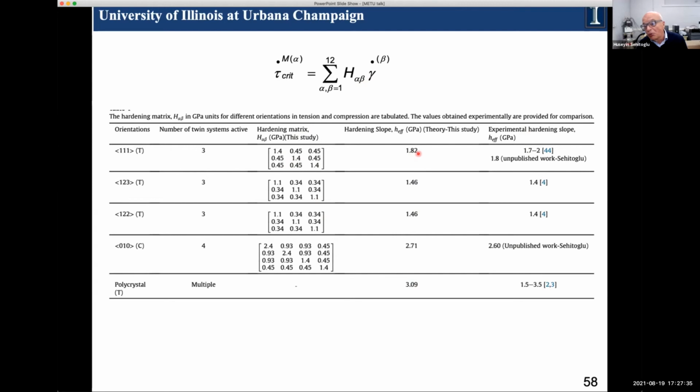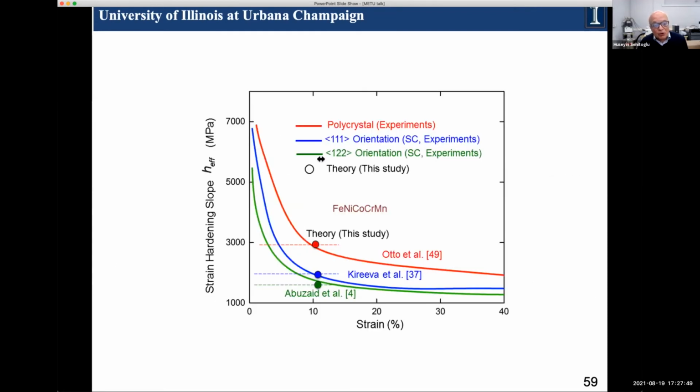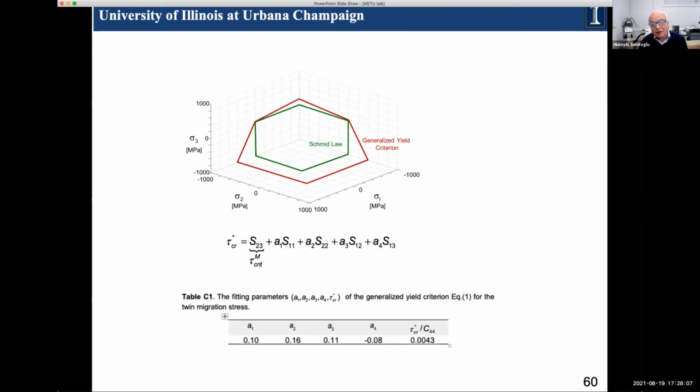This is the slope of the stress strain curve. I should point out a lot of our experiments are single crystals, because that's how we determine how our model is. So overall hardening, we are able to predict, including polycrystal, and then 111, 122. This is strain hardening as a function of strain. So we're showing our predictions in comparison with the experiments.